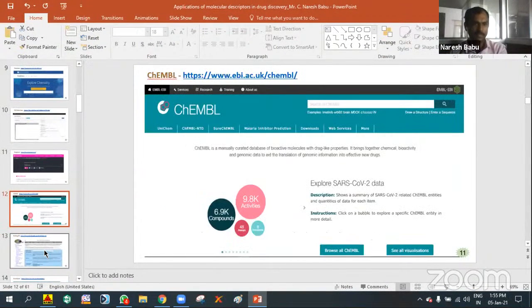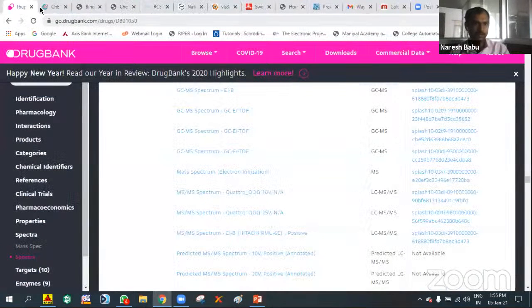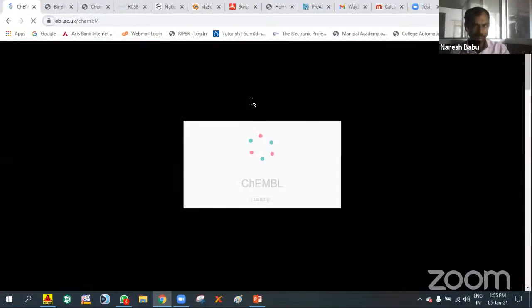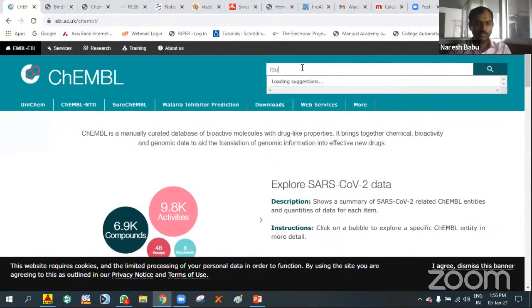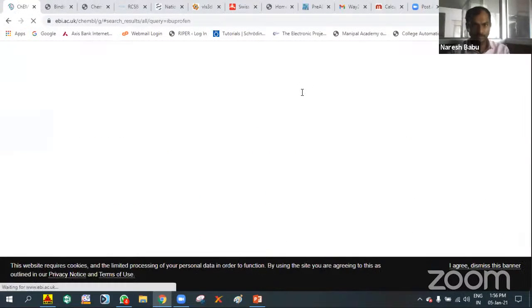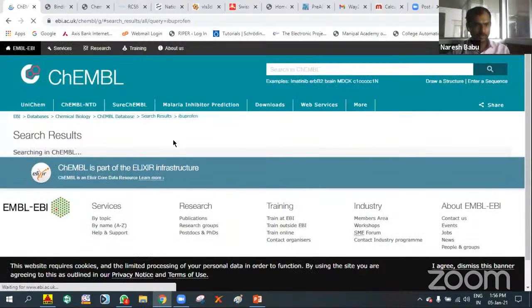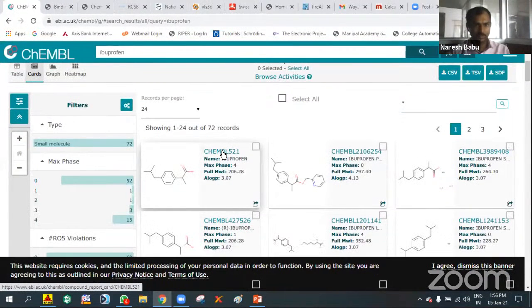database, that is ChEMBL. Another frequently used database. ChEMBL is a manually curated database of bioactive molecules with drug-like properties. So all the drug-like properties you can observe in this database. And it goes together with the chemical and bioactivity genome. If you search for the compound, it will give the related compounds also.